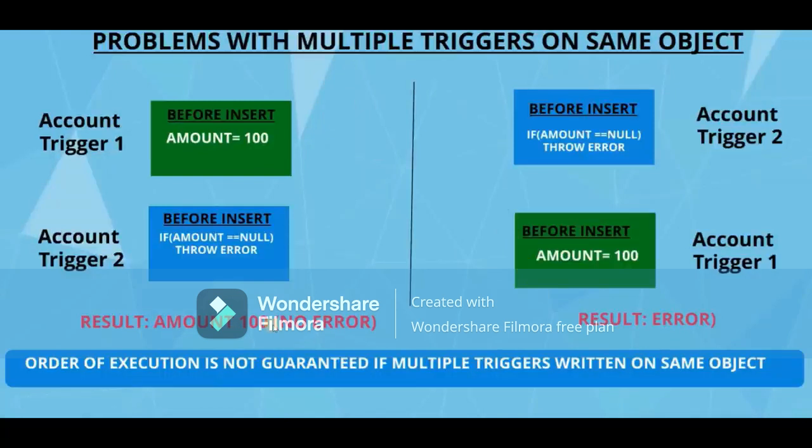That's the reason Salesforce always recommends, even though Salesforce allows you to write multiple triggers, to write one trigger per object so that you can decide your order. I hope you understood what the problem is with using multiple triggers under the same object.